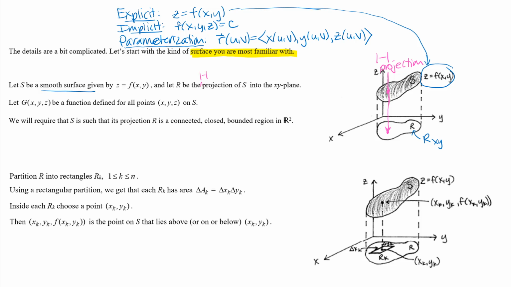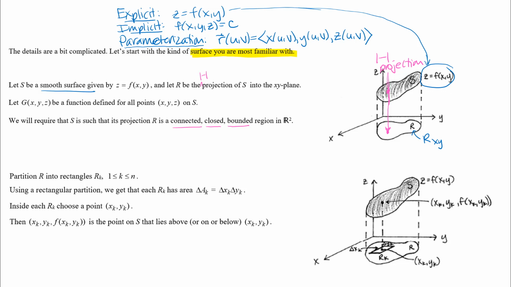I need my function g to be defined for all points x, y, z on S, as we talked about before. And we're going to make some requirements on our surface S so that the projection into the xy plane is connected, closed, and bounded. Closed and bounded are basically just so that our region is not going off to infinity, and so that when I partition, I've got points, including on the boundaries, that can be plugged into the function. Connected means that it's not 2 separate regions. I want them to be connected so that I can move between all points in this region without having to go outside of the region. If it weren't connected, I could just do 2 separate integrals.